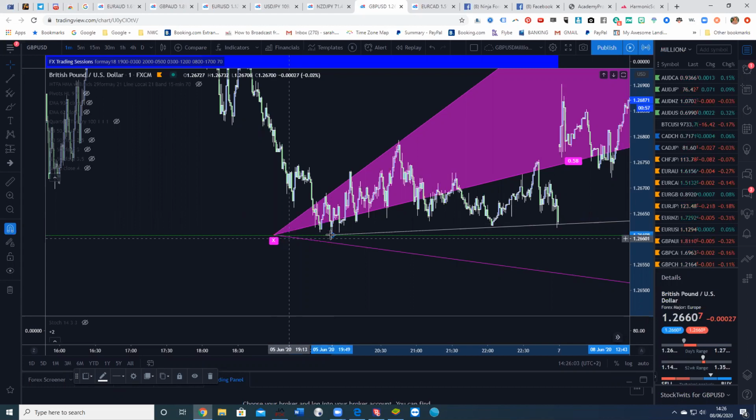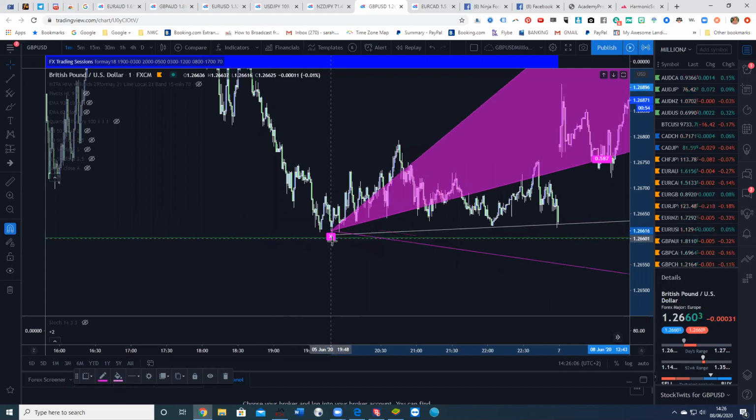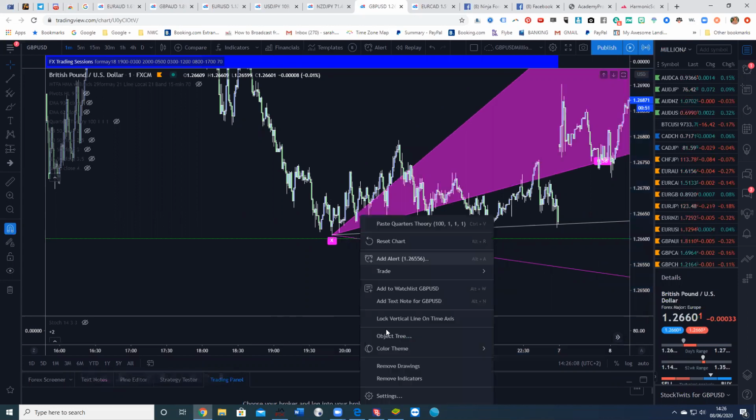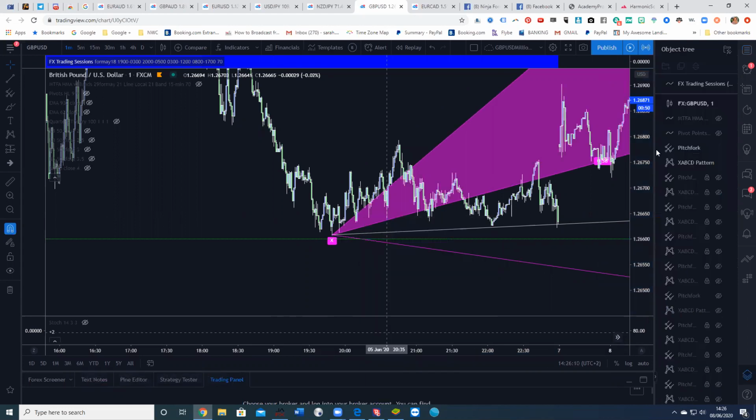And there's the X point. So once I've got that drawn on, you're good to go. And then back to the object tree, and then you'll see the padlock is open and you want to lock it, and then they can't move, they can't glitch on you.